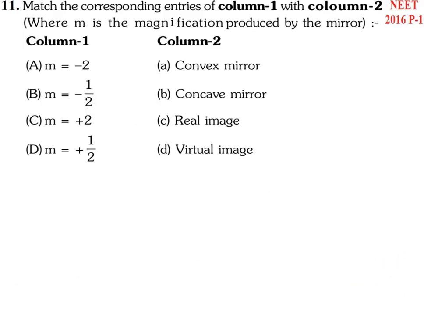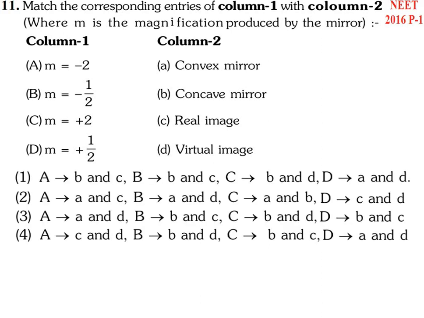Next problem. Match the corresponding entries of column 1 with column 2 where m is the magnification produced by the mirror. In column 1 they have given m is equal to -2, m is equal to -1/2, m is equal to +2 and m is equal to +1/2. In column 2 they have given convex mirror, concave mirror, real image and virtual image. So let us find the answer.